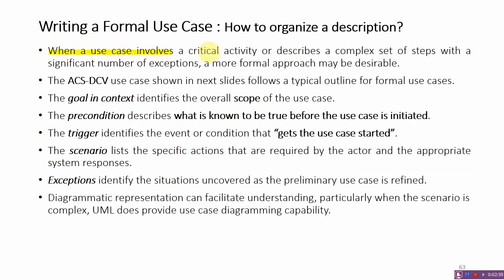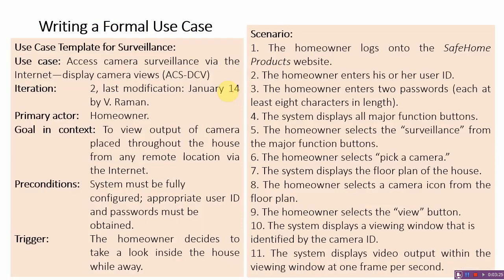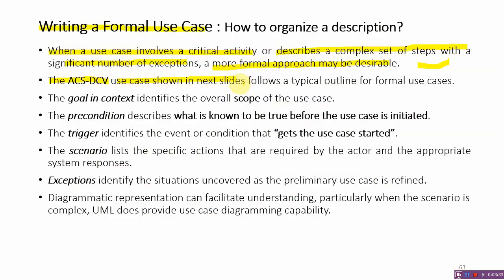When a use case involves a critical activity or describes a complex set of steps with a significant number of exceptions, a more formal approach may be desirable. That is how you should organize a description of a use case, by writing a formal use case. In the previous example of ACS DCV, you can see this use case is shown in the next slide over here, which follows the typical outline for formal use cases.